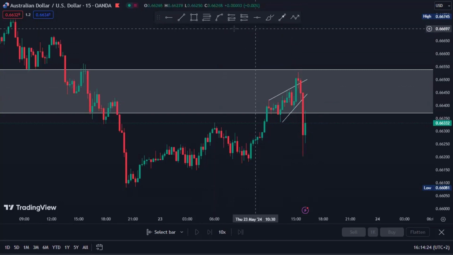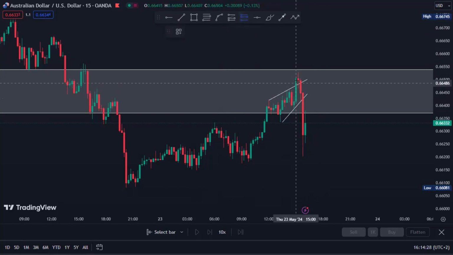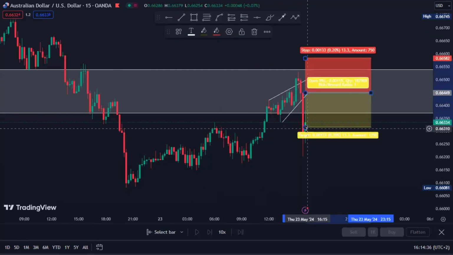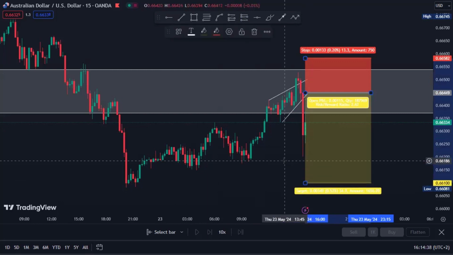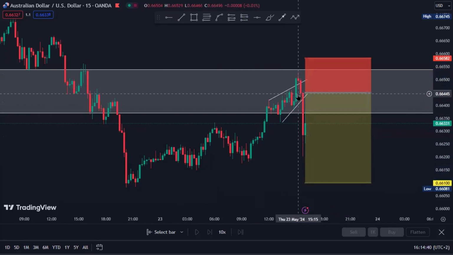How did I see this confirmation? I waited for this to create, right? And then it created this indecision candlestick, and with this one candlestick, my entry was here. That's where we enter the market because it created this candlestick. It's called, if not a shooting star, I forgot the name, but yeah, it's been long.